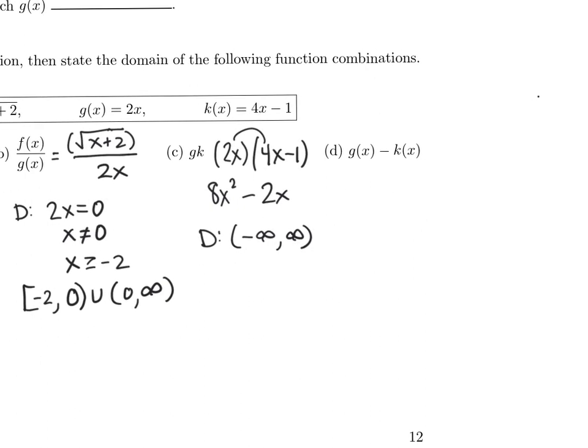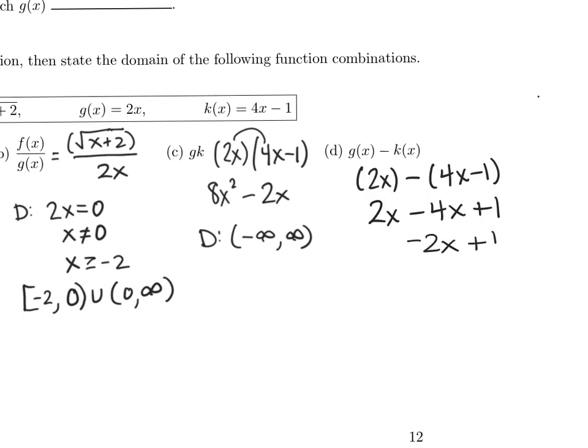And the last one, we're going to subtract the g function, which is 2x, with the k function, and I'm going to put it in parentheses so I make sure that I distribute that negative through. So 2x minus 4x plus 1, which is negative 2x plus 1. This is also a line. And if you look back at the beginning, both functions were lines. If you graph 2x and you graph 4x minus 1, those are both linear functions. So the domain is going to be all real numbers.